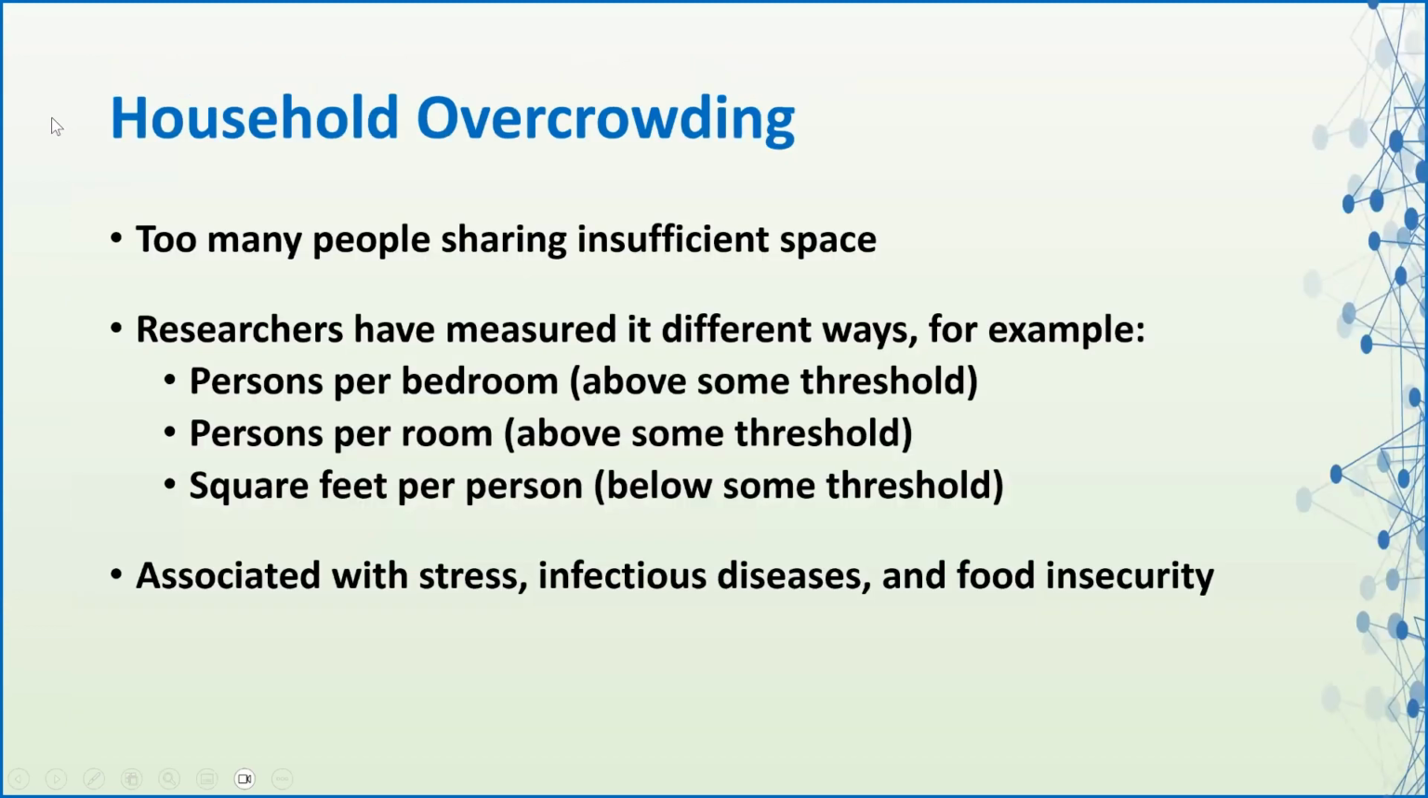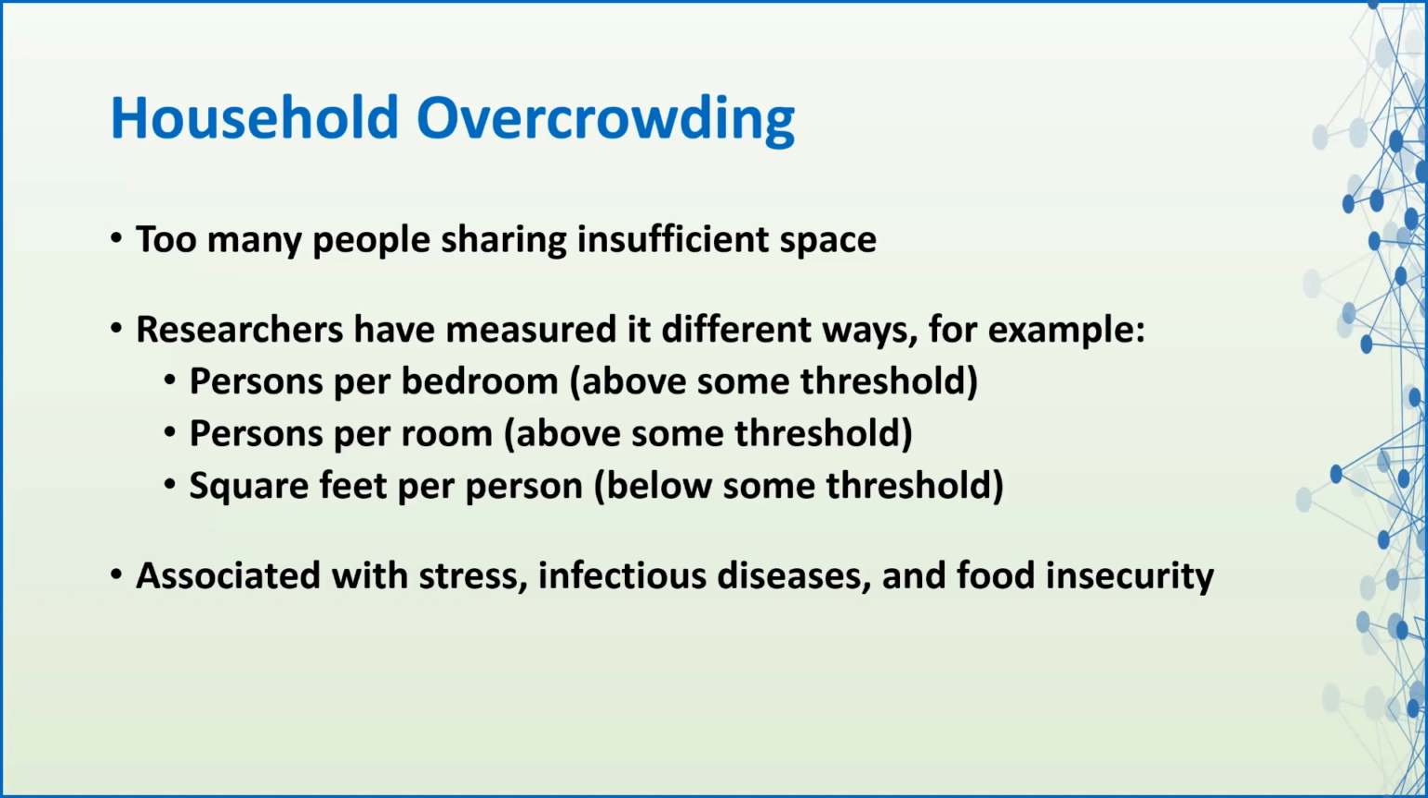Moving to the next type of example, I want to talk about household overcrowding. This occurs when you have too many people sharing insufficient space, and just how to describe what's insufficient can vary from one approach to another. Researchers have measured it in different ways, such as persons per bedroom or persons per room in general, where above some threshold they say that the people are experiencing overcrowding. Some researchers have also measured it by square feet per person, where if it's below some threshold, they'll say the household is experiencing overcrowding.